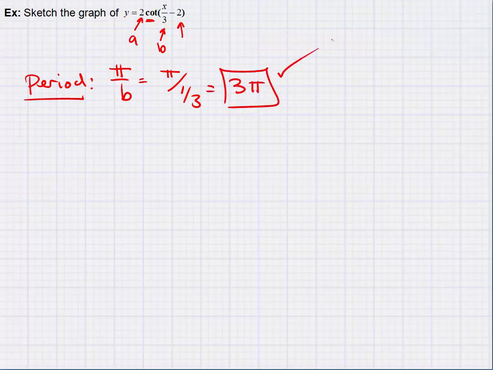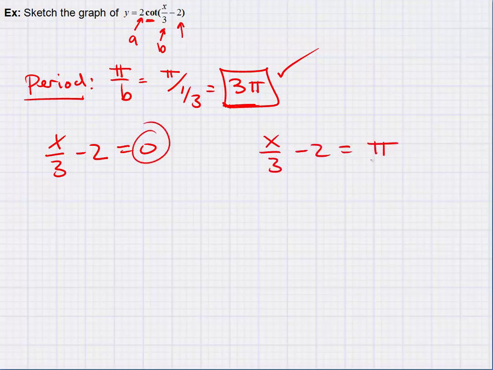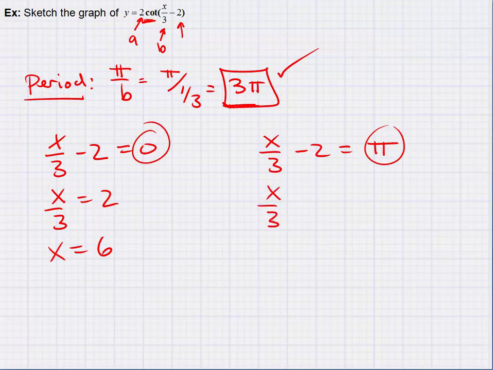The whole purpose of finding that is so that when I find my endpoints, I can use it to check them. So I do x over 3 minus 2. I'm going to set that equal to 0, and x over 3 minus 2 equal to pi. 0 and pi, because this is cotangent, and those are the endpoints of cotangent. I solve this. X over 3, if I add 2, equals 2. Multiply by 3, x equals 6. Do it again. X over 3, if I add 2, is pi plus 2. Multiply by 3, I get x equals 3 times pi plus 2.